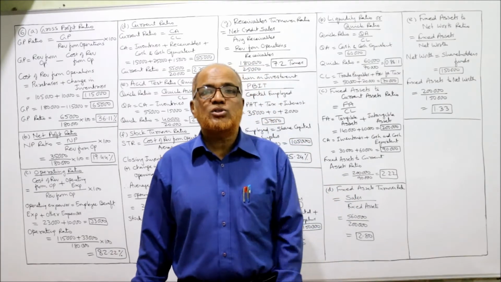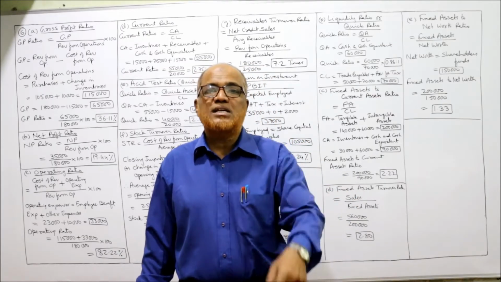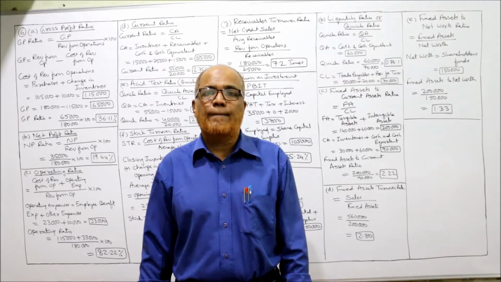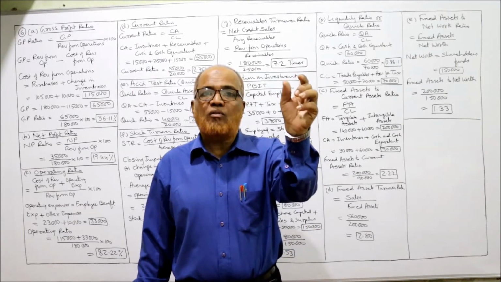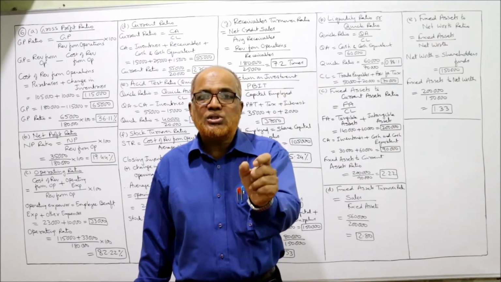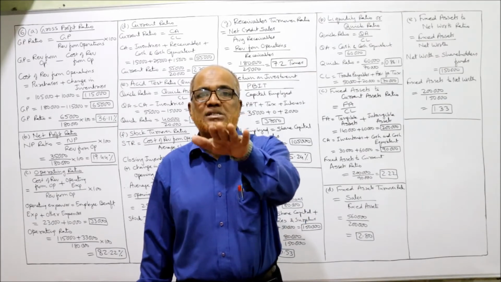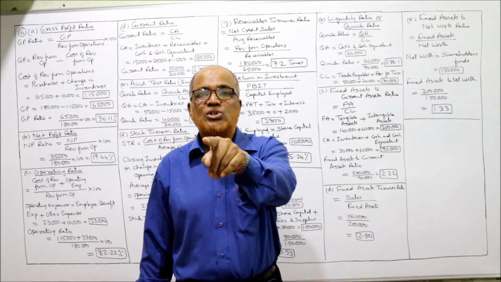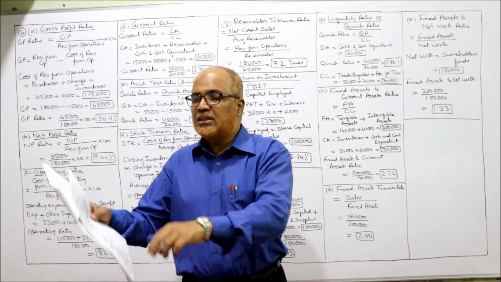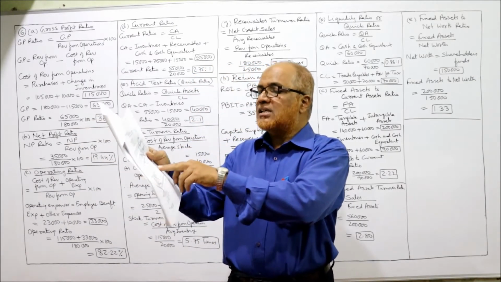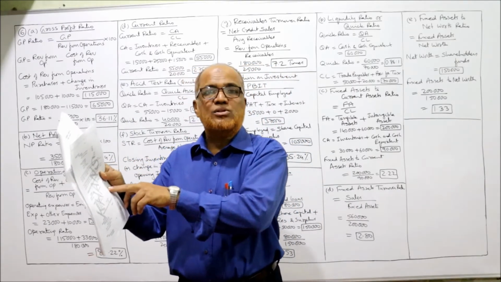Then what would be the opening stock? 15,000 plus 10,000, that is 25,000. Opening stock was 25,000. Closing stock was 15,000. 10,000 rupees decreased. Closing stock is decreased by 10,000. That's why here the change in inventories is positive 10,000.